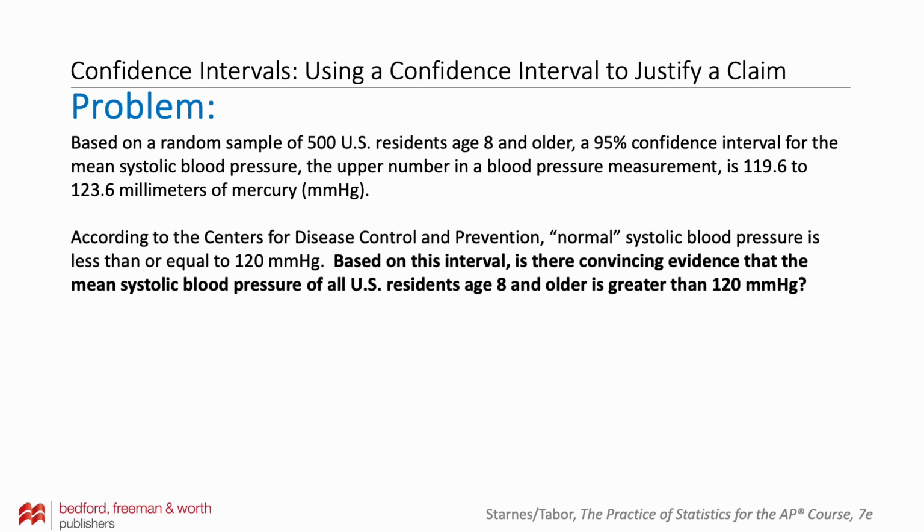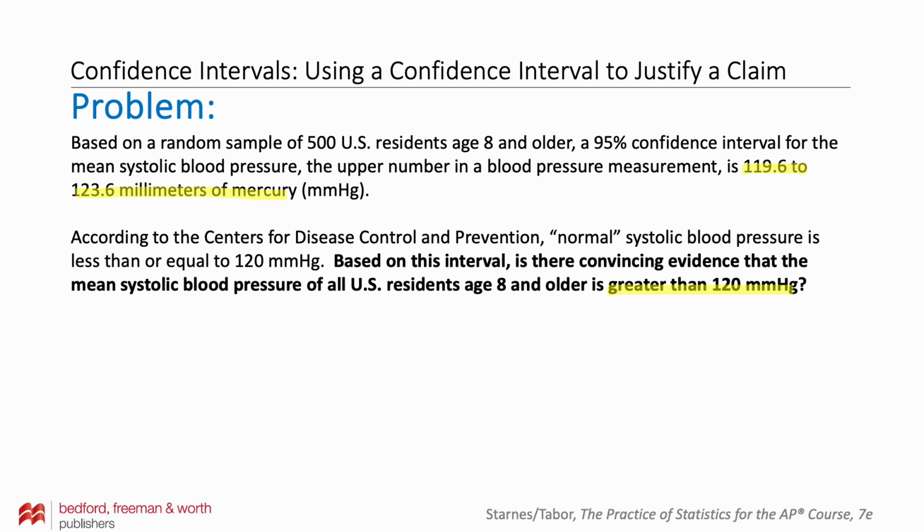It says, according to the Centers for Disease Control and Prevention, normal systolic blood pressure is less than or equal to 120 millimeters of mercury. Based on this interval, is there convincing evidence that the mean systolic blood pressure of all U.S. residents age 8 and older is greater than 120 millimeters of mercury? Our interval was 119.6 to 123.6 millimeters of mercury.